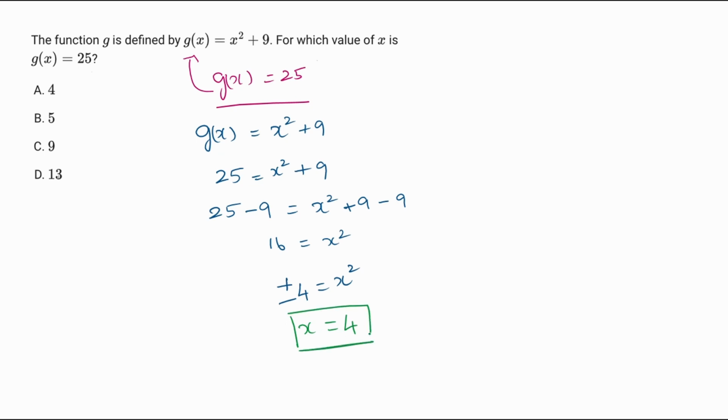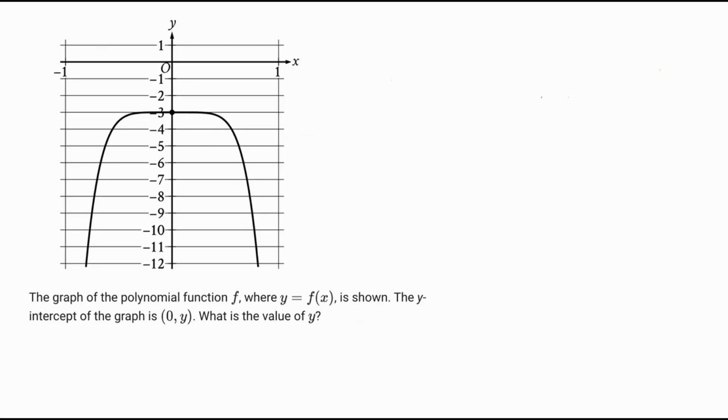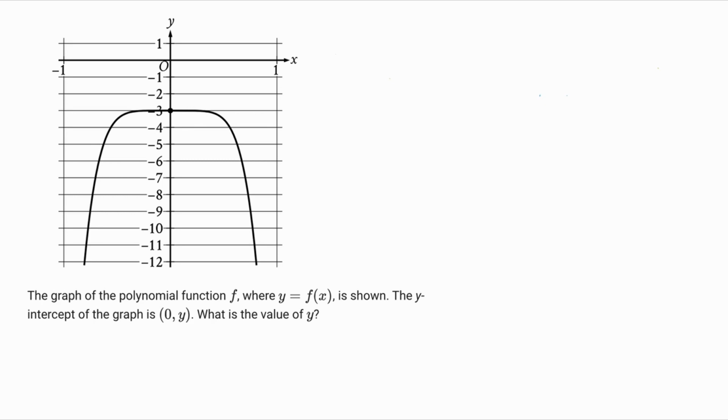This is my answer. So let's look at our options. Option A is the correct answer. So let's move on to our next question. The graph of the polynomial function f, where y is equal to f of x, is shown. The y-intercept of the graph is 0, y. What is the value of y?